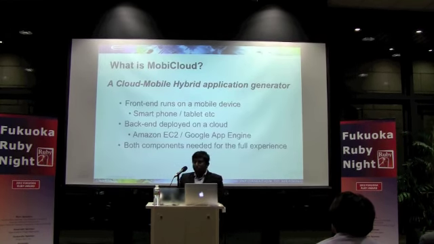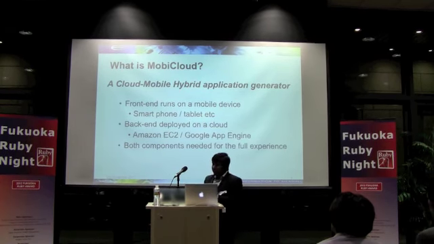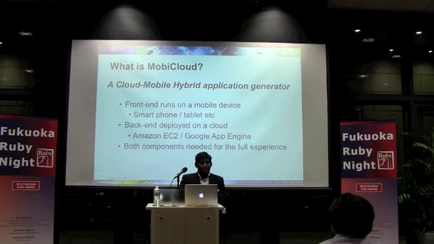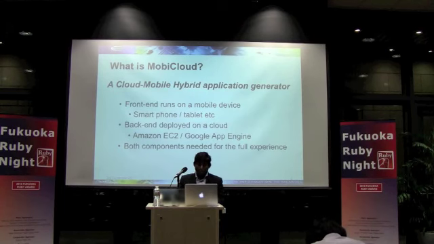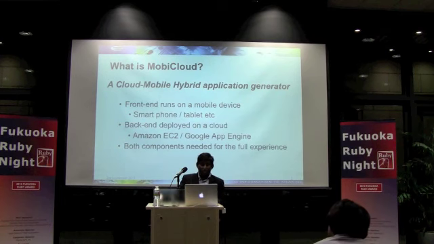So what I'm going to talk about is a project called MobiCloud. What is MobiCloud? MobiCloud is what we call a cloud mobile hybrid application generator. What is a cloud mobile hybrid? An application that has a front end that runs on a mobile device and a back end on a cloud. And why we call these two an application? Because for the full experience, you need both the pieces. You need the mobile front end and the cloud back end as well.